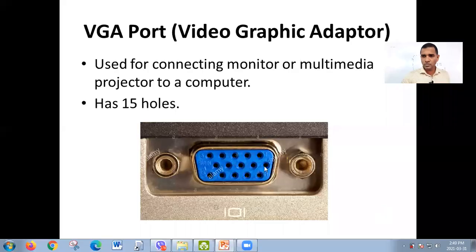Okay, so I will show that picture again. Look here. In one line, you have 5 holes. There are 3 rows. So 3 into 5, 15 holes. Okay, so this is the VGA port, Video Graphics Adapter port.